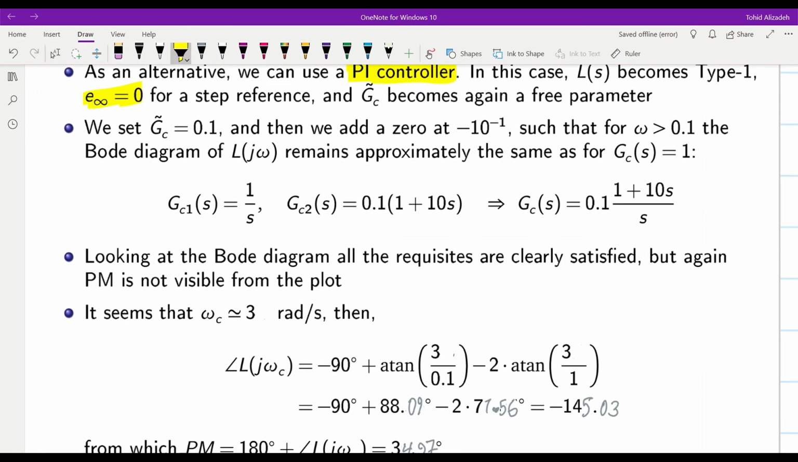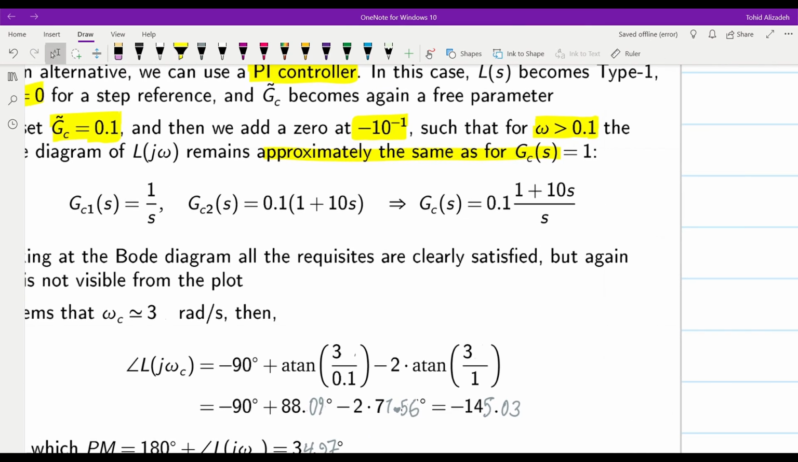For the PI controller, we can set GC tilde equal to 0.1, and then we add a 0 at minus 0.1, and we have a pole at the origin. By having the 0 at minus 0.1, for frequencies bigger than 0.1, the Bode diagram will remain approximately the same as for GC of S equal to 1. So the new controller will be in the form of 0.1 times (1 plus 10 S) over S.